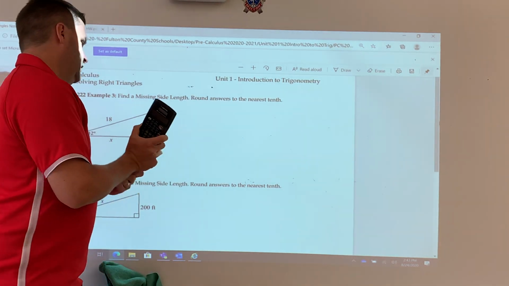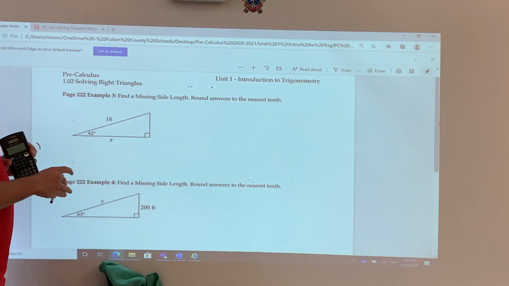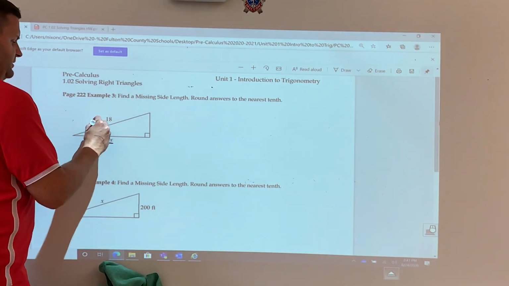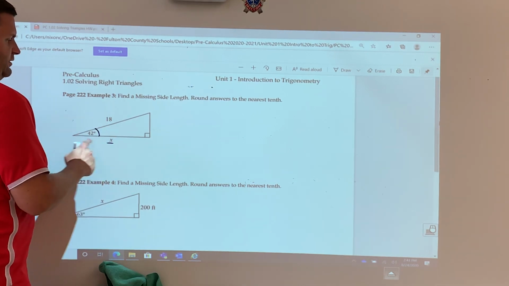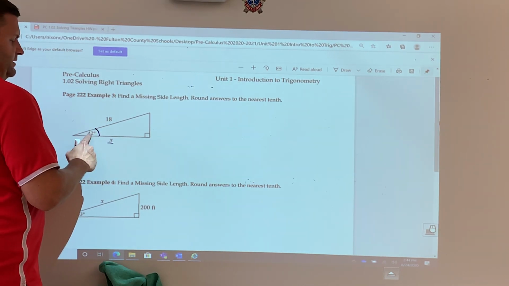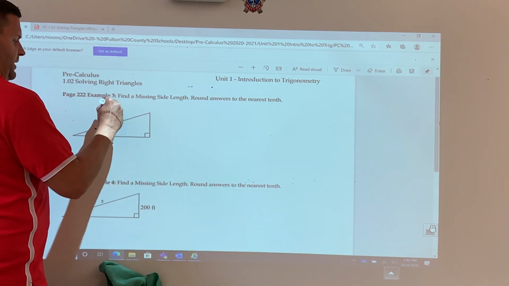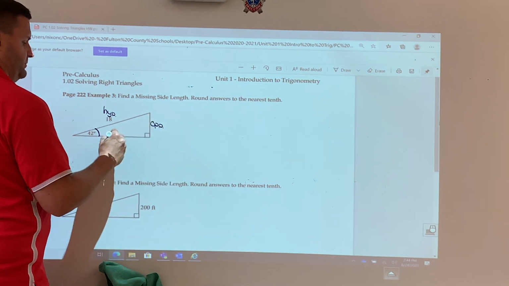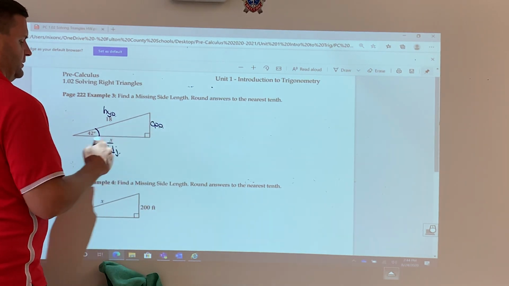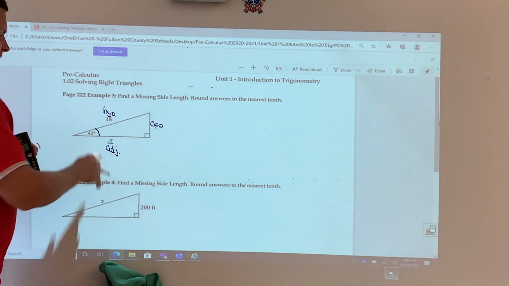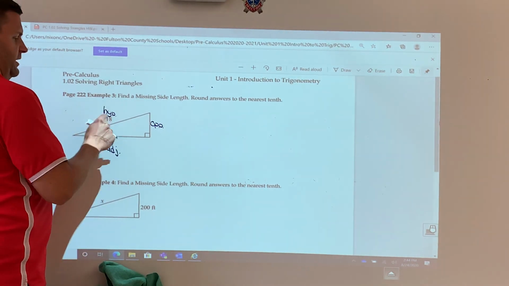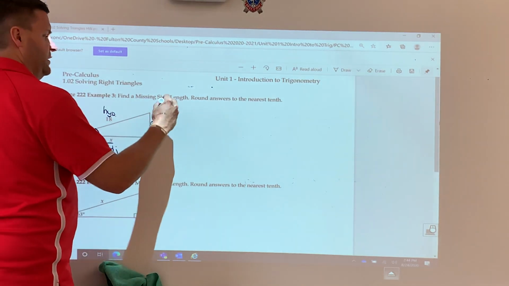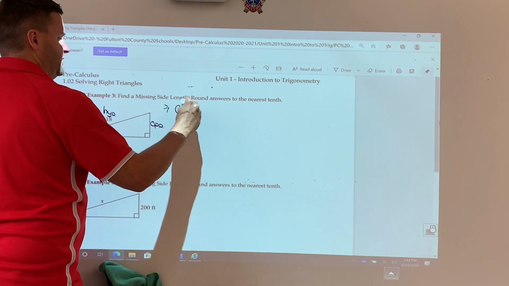All right. So this first one here says we need to find missing sides. So we're trying to solve for x here, based on this angle right here. So let's recall real quick, based on this angle, what do I know? Well, this is my hypotenuse. This is my opposite. This is my adjacent. So I have adjacent, hypotenuse. So out of sine, cosine, and tangent, which one has to do with adjacent and hypotenuse? That would be cosine. So I'm going to set up my equation like this.